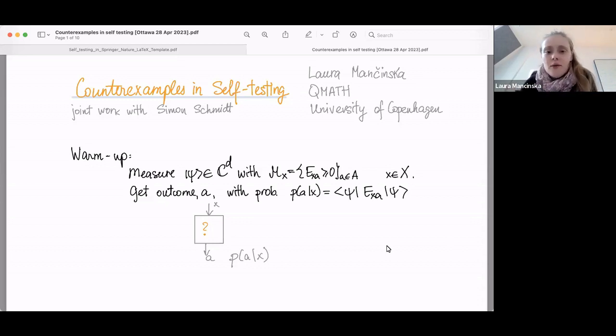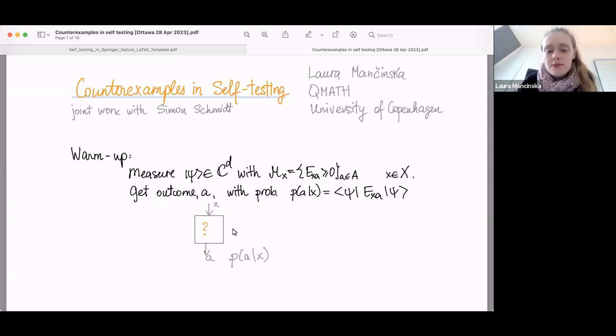Okay, I want to start with this warm-up example. So imagine that we have this situation where we have a box. And we think that within this box, this box hides a quantum state psi. And whenever we press a button of this box, we have several different buttons to choose from. Say this X describes which button we are pressing, think that it's a number from 1 to n. And then this box provides us with some, again, labeled output A from some finite set, right?